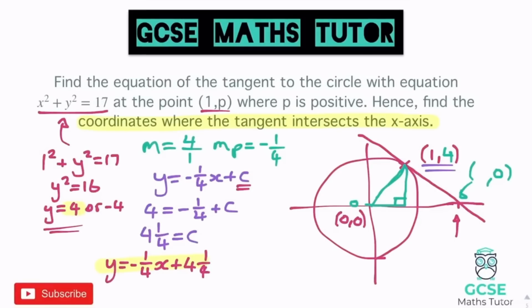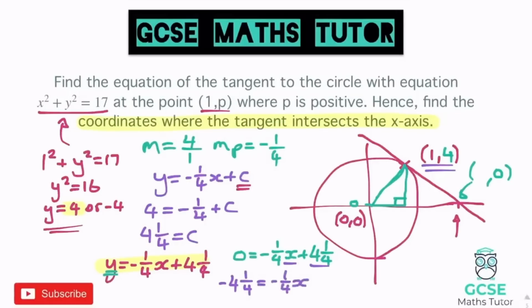And because we know that we can sub 0 in place of y here in our equation. And if we do that, so we know y is 0, we can have 0 equals minus a quarter x plus 4 1/4. There we go. And we can only do that because we know the y-coordinate at that point. Now we just have the one unknown in our equation, this value of x, so we can try and solve this for x. So if we subtract this 4 1/4 from both sides, we get minus 4 1/4 equals minus a quarter x.